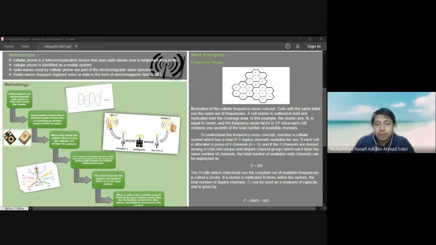The n cells which collectively use the complete set of available frequencies is called the cluster. If the cluster is replicated m times within the system, the total number of duplex channels can be used as the measure of capacity and is given by C equal to mkn. So we can say C equal to mkn equal to mS. So that is some explanation about the frequency reuse. So that's all from me. Thank you.